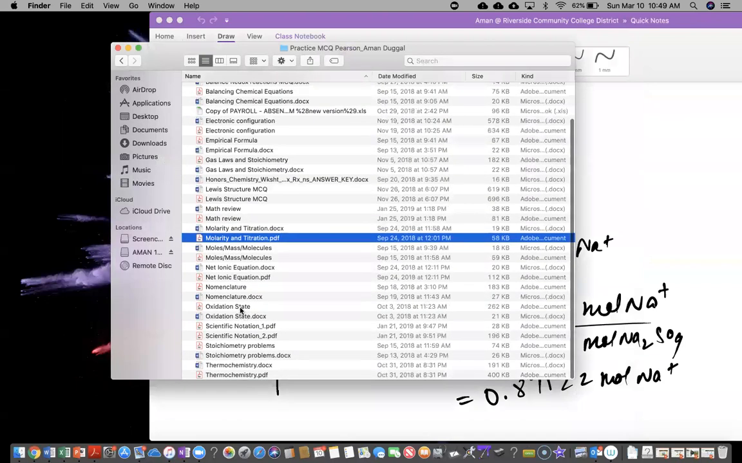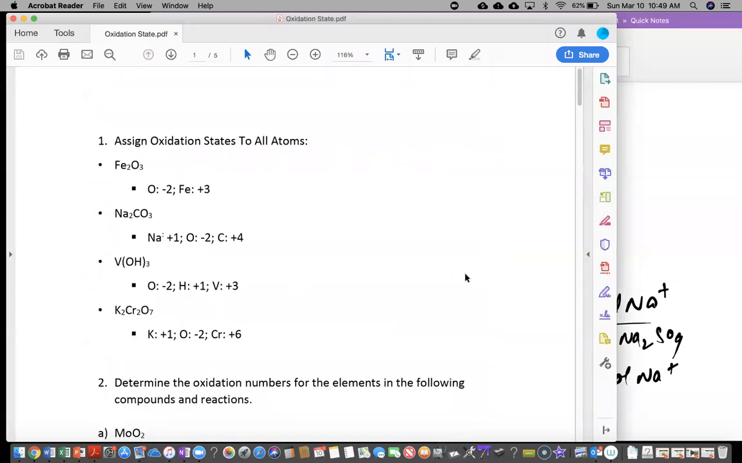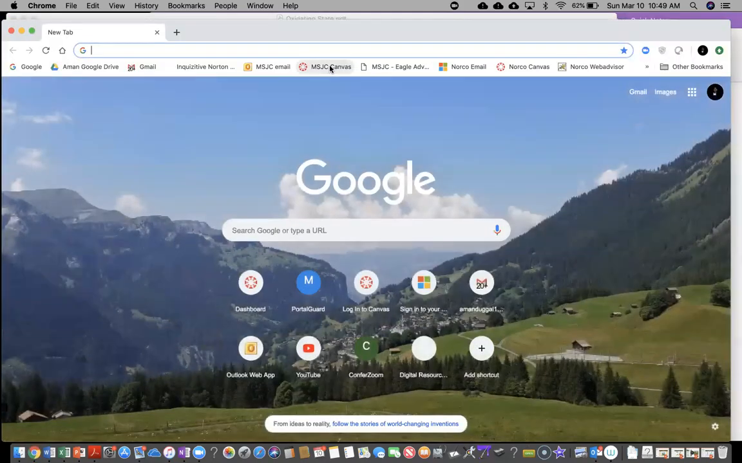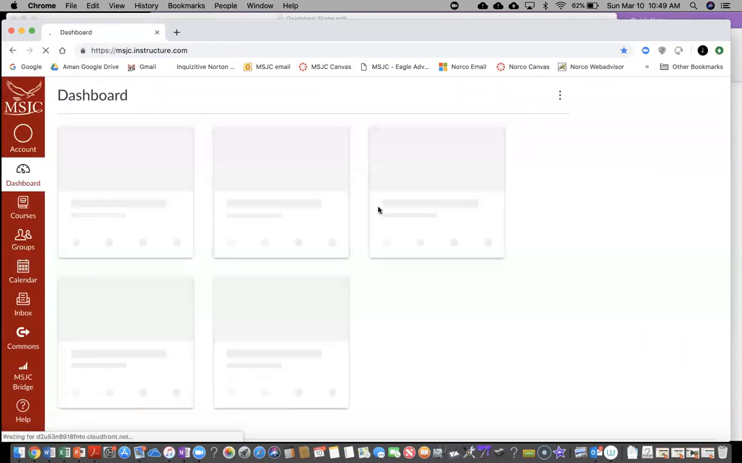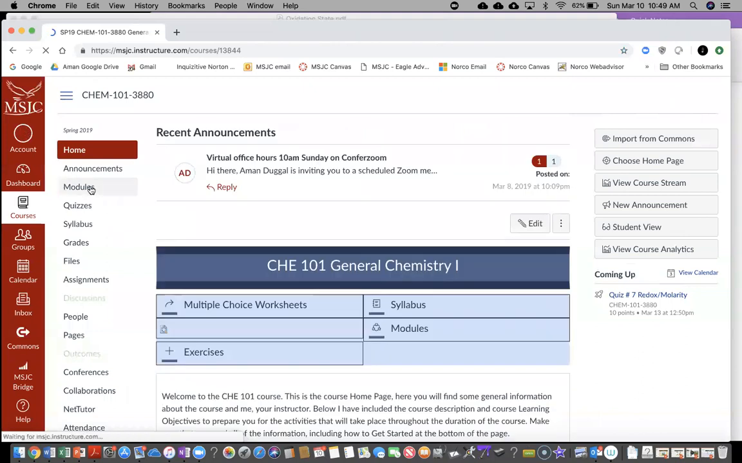Sure. So did you guys see this oxidation state worksheet that's also posted on Canvas? No. Where is it at? On what module? Same modules. There's this one module, right? Okay. So you go down to the Canvas, then you go to your section, then you go to modules.